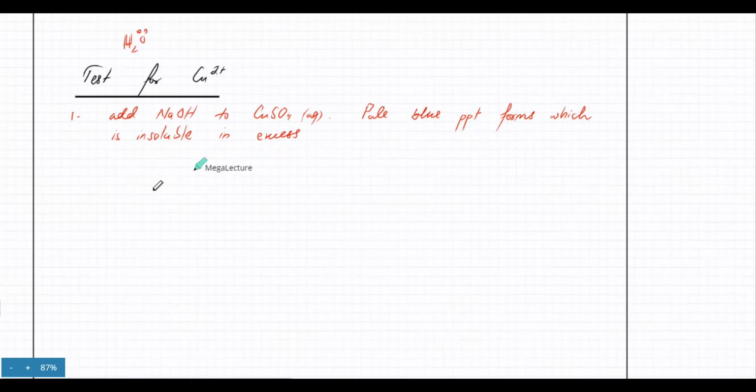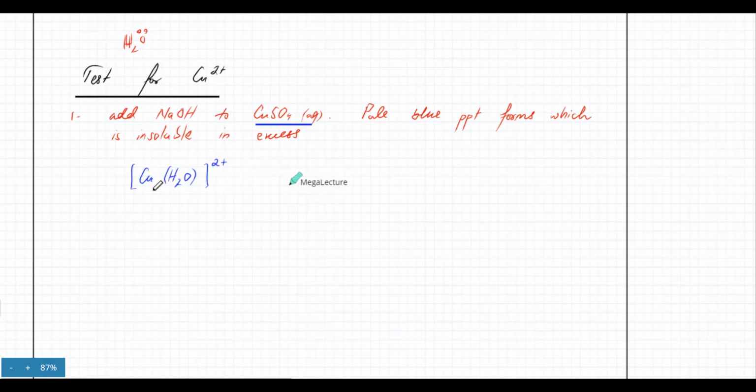Now, initially you have copper sulfate, which is aqueous. So they're going to ask you about the explanation for this. So initially you have copper sulfate aqueous, and in that copper sulfate aqueous, the complex ion that's formed is copper with 6 water molecules. An octahedral complex of copper would be formed, and the complex is going to have a charge of 2 plus.